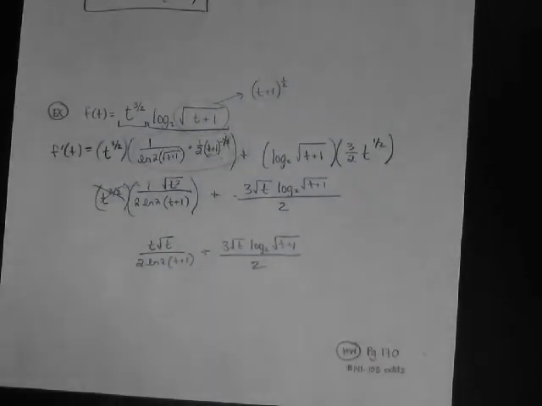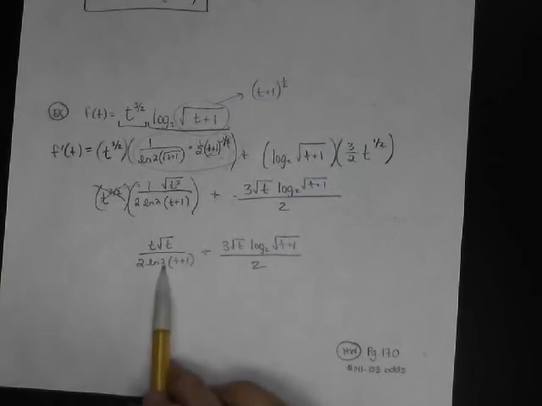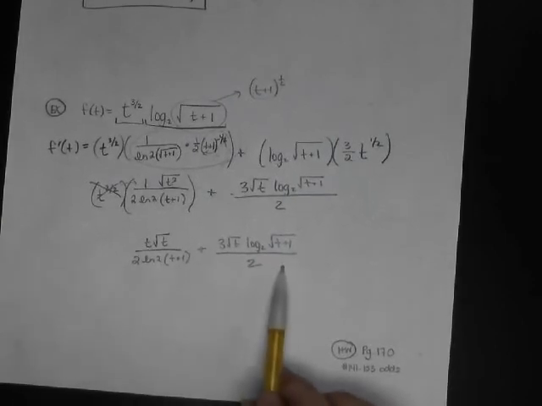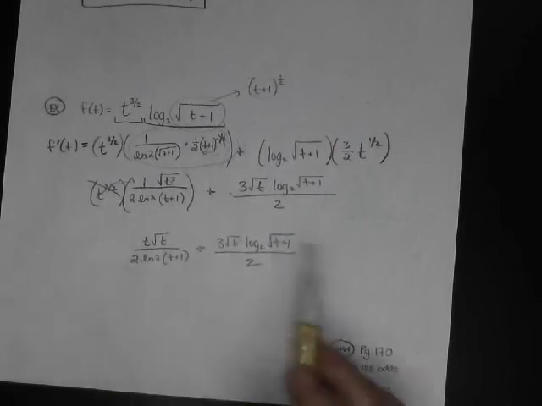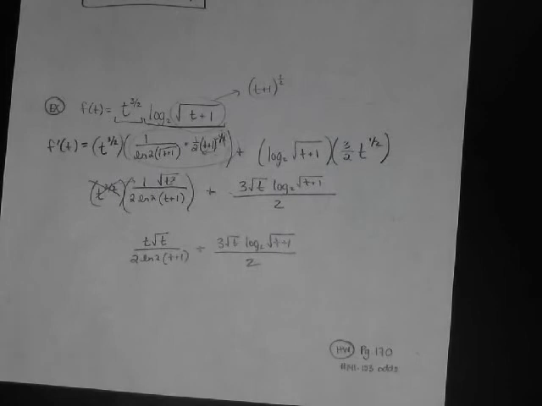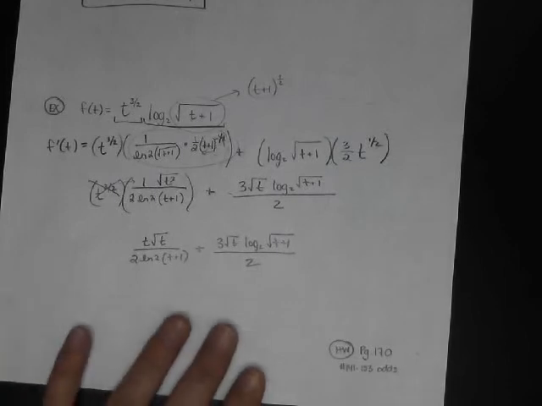So again, if you wanted to get a common denominator, you could give this one a natural log of 2 and a t plus 1, and then go from there. But I'm good with this as is.